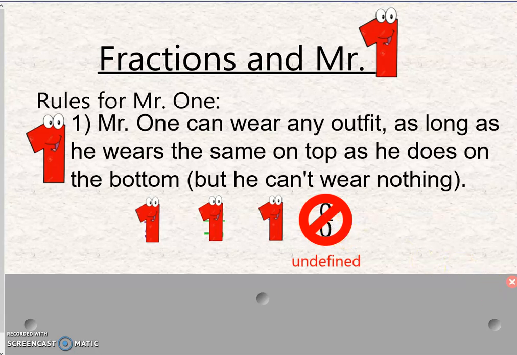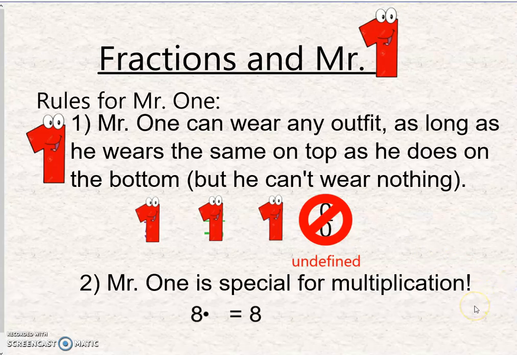Now, the second rule for Mr. 1 is he's special for multiplication. Mr. 1 really is able to show his superpower anytime multiplication occurs. So if you have 8 and you happen to multiply it by 1, it doesn't change. It stays 8. That power is special only for 1 when you're multiplying. That's why we call 1 the multiplicative identity. You don't need to know that word, but it basically says whenever you multiply by 1, you don't change the number at all. So anytime you have multiplication, Mr. 1 likes to show up.